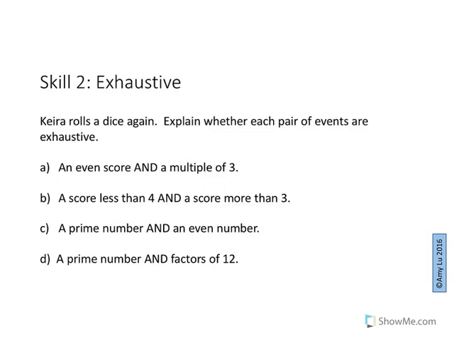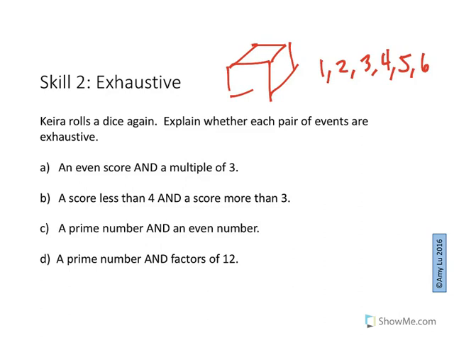Finally, exhaustive. Kiara rolls the dice again. Explain whether each pair of events are exhaustive. Exhaustive means to basically use up all the outcomes. So when we roll the dice, all the possible outcomes is 1, 2, 3, 4, 5, and 6. So you have to use up every number, whether it's once or twice.